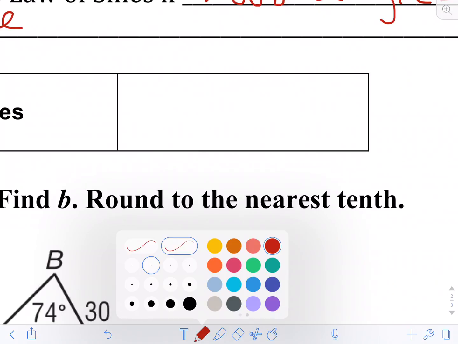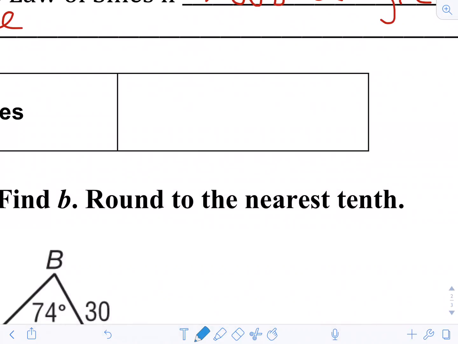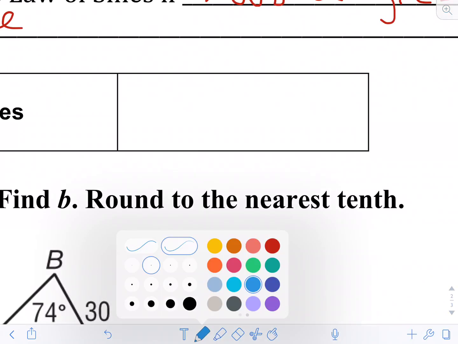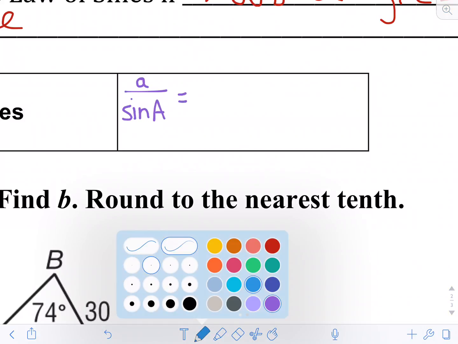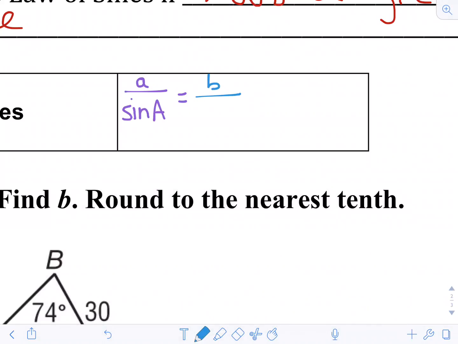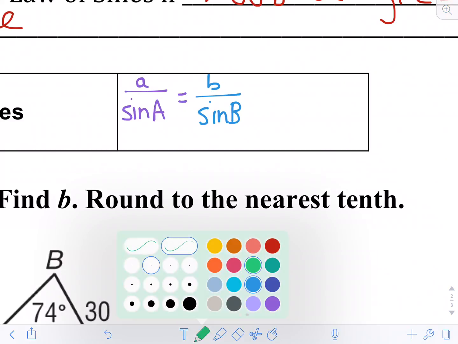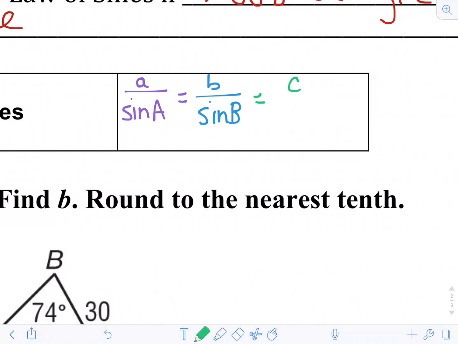Go ahead and give you your formula. So law of sines, you have your side A over the sine of angle A is equal to the side B over the sine of capitalized angle B, which is equal to side C over sine of capitalized angle C. It's just a proportion. That's all you have to do on these.